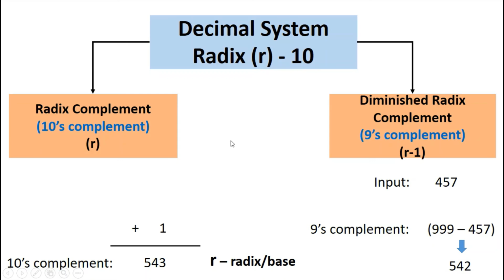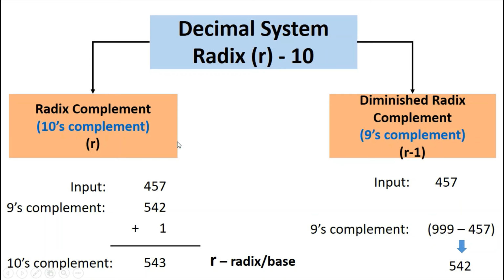Similarly, first of all, we calculate the 9th complement and we add 1. In that way we get the 10th complement. So in our case, 543 is the radix complement of input number 457.